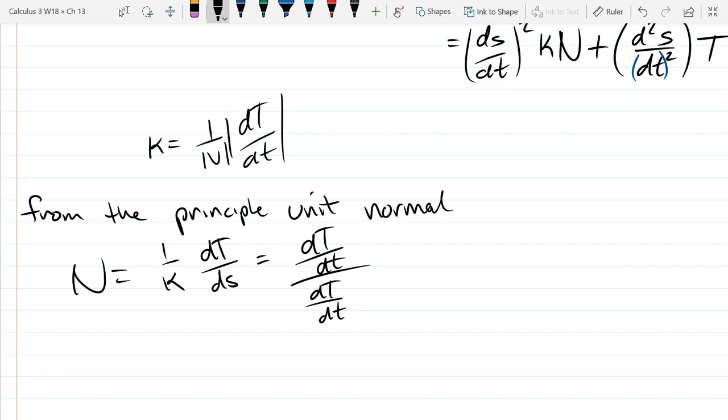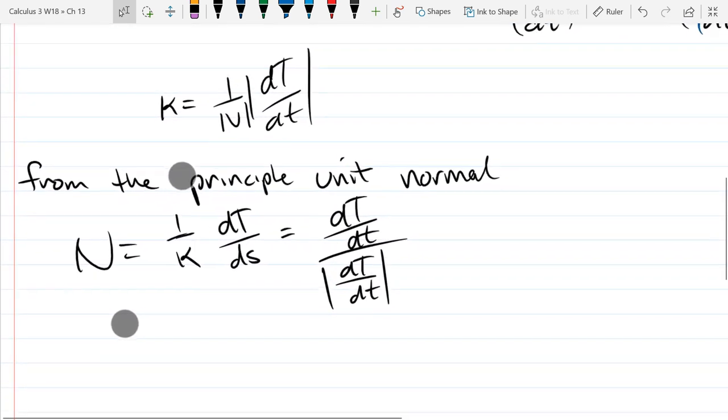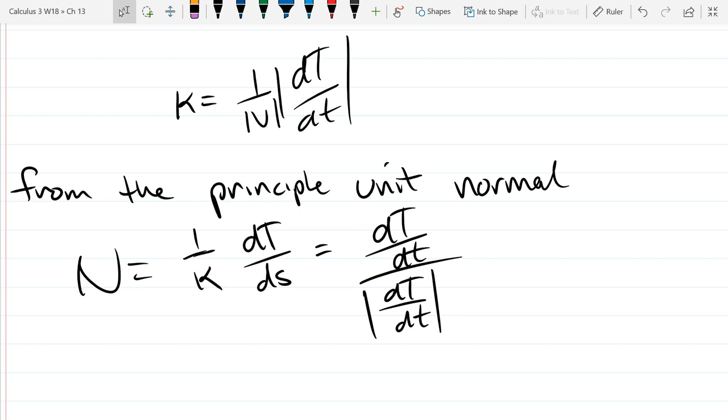Oh, that's 1. No. Divide by the magnitude. There we go. All right, so why is this true? If I was a normal math teacher, I'd say it's true because I wrote it on the board, and it must be true because I copied it out of a textbook at some point in the past.